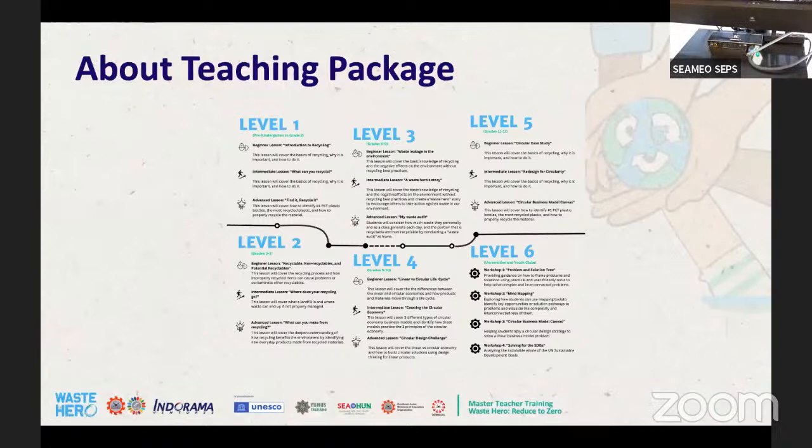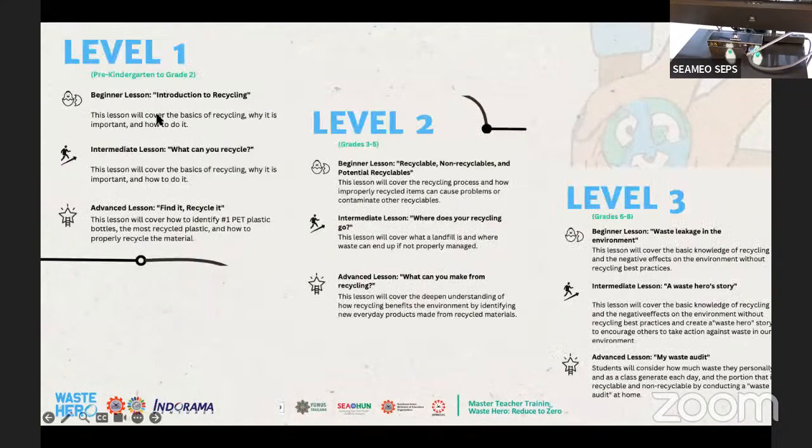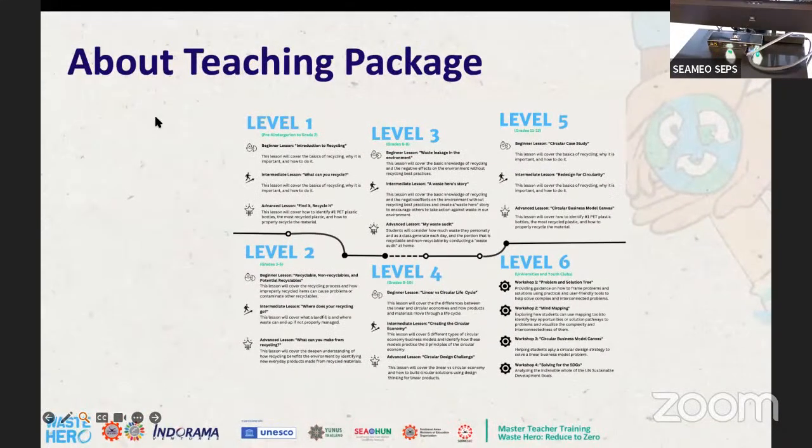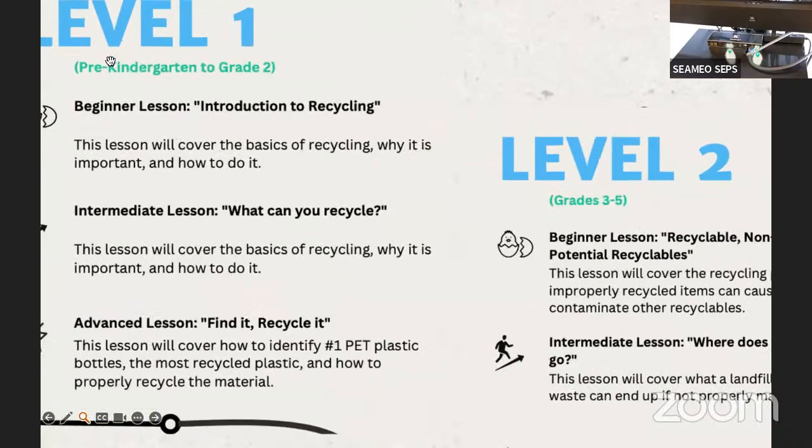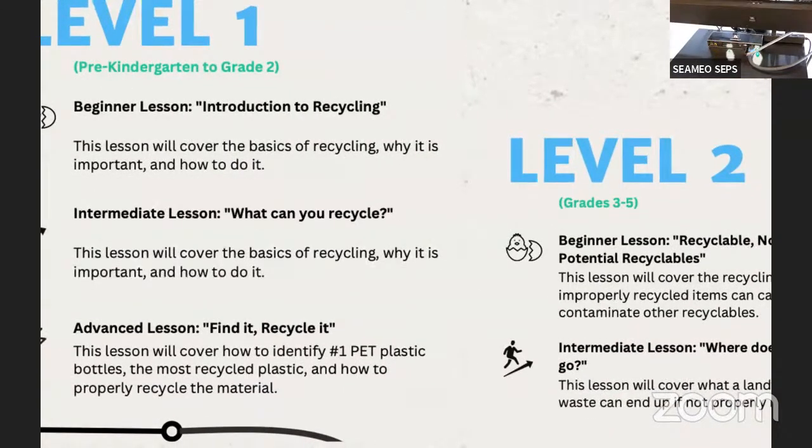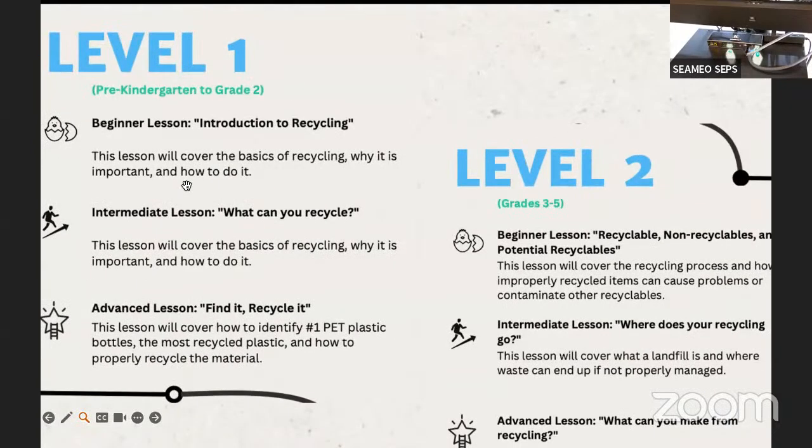Okay, let's continue about our teaching packet again. This handout will show you the objective of each level, what we have to teach students. This handout will show the main objective of each lesson in 6 levels. For example, I will zoom in on level 1, okay? Level 1 is kindergarten to grade 2. The beginning level covers introduction to recycling, the importance of recycling. Then if you teach another level, just find the matching level.